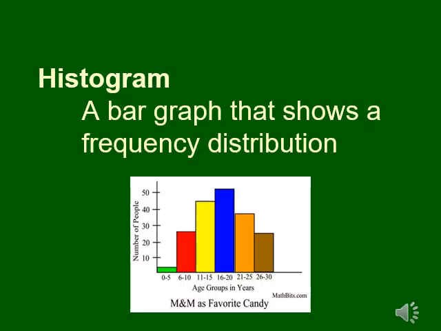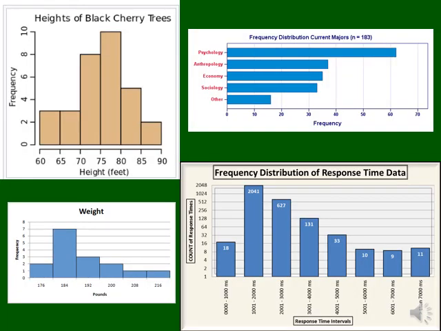Another term that goes along with that is the word histogram. A histogram is just a bar graph that shows you a frequency distribution. So like here, we're looking at how old people were who said M&Ms was their favorite candy, and we can see that the most common group that said that was your age. This is just showing you a bunch more histograms. Again, it's a bar graph showing the number in each category.